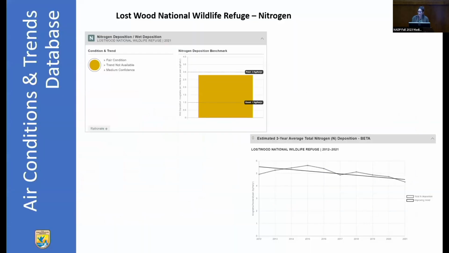And so looking again at the same data from the Air Conditions and Trends database, wet nitrogen deposition levels create a fair condition for ecosystem health at Lostwood National Wildlife Refuge. No trend information is available, and the degree of confidence is medium. And then the 3-year average of estimated total nitrogen deposition is higher than what we saw for Bosque, but again, it's declining, so it indicates an improving trend.